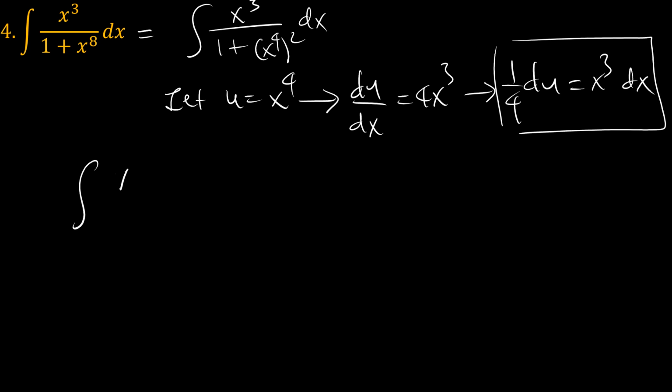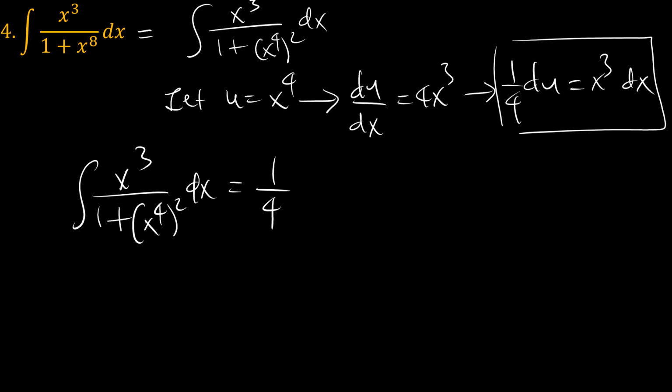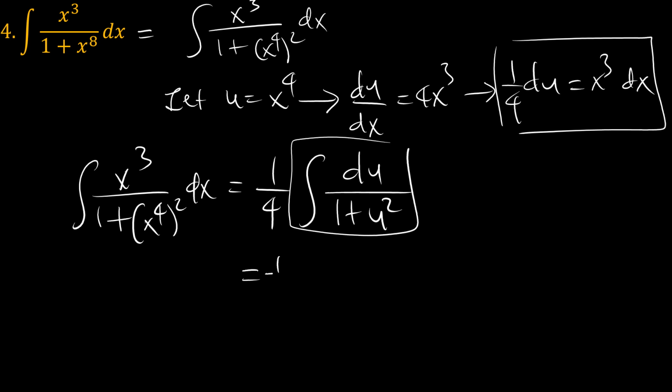And so x cubed over 1 plus x to the 4, squared is the same as a quarter... Let's probably just delete this and write that a little bit better. So we have a quarter du over 1 plus u squared. So this is a famous integral, and we know it to be arctangent of u.